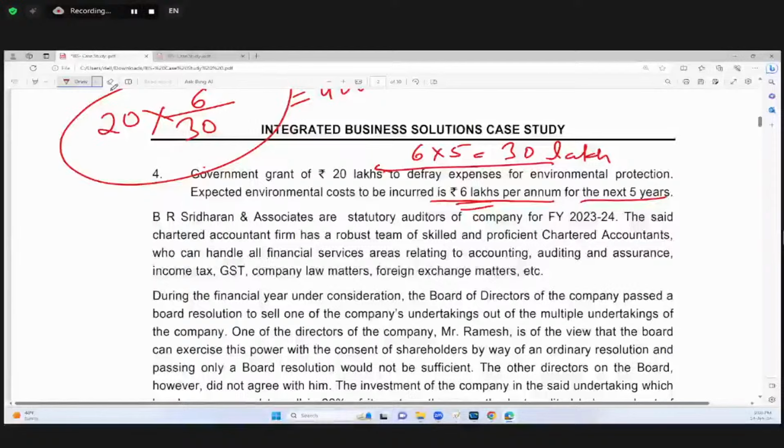Yes. Thank you, Shilpa madam. Going ahead with the case study, students. Till now, what was there in the case study, students? Company Luminous Limited. This is an environment friendly company. This is engaged in manufacturing of solar panels.